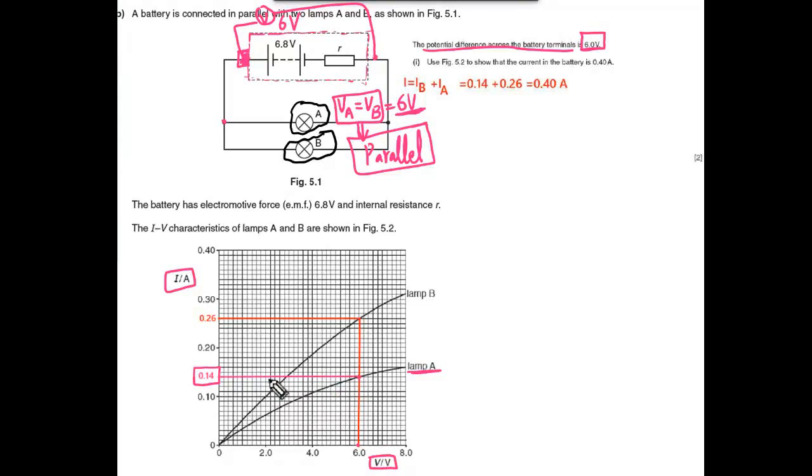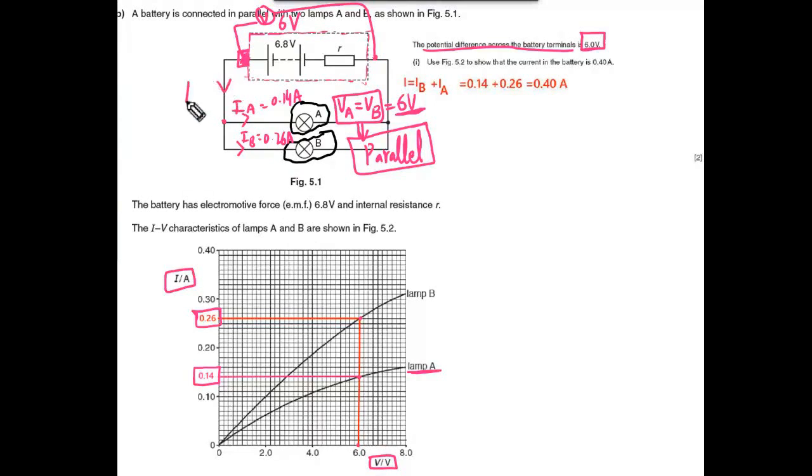So you see I just connected from the y-axis. And for bulb B, the current is this much. Okay, so what does it mean? It means the current passing through lamp A, IA, is equal to 0.14 amps. And the current passing through this one, IB, is equal to 0.26 amps.